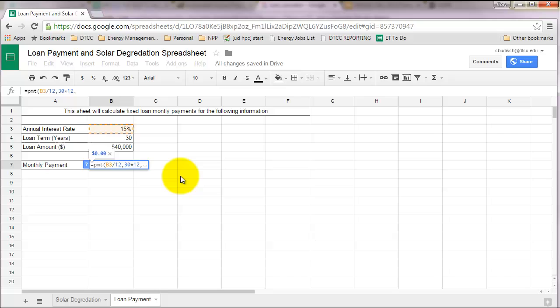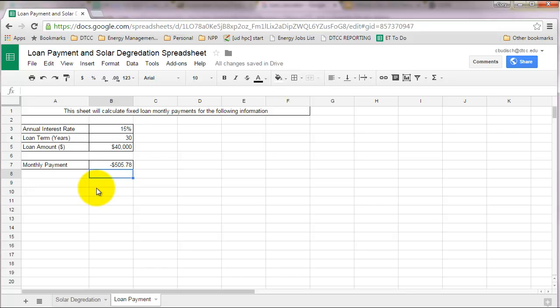And then the last cell is the initial value. Let's make sure we're referencing these things. So that means our monthly payment here would be $505.